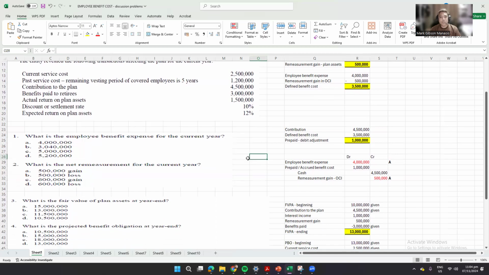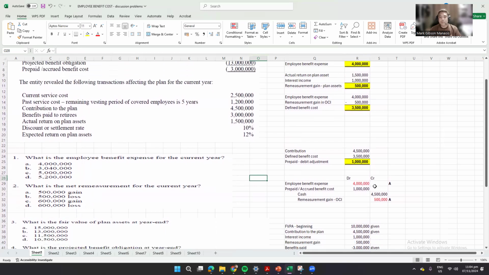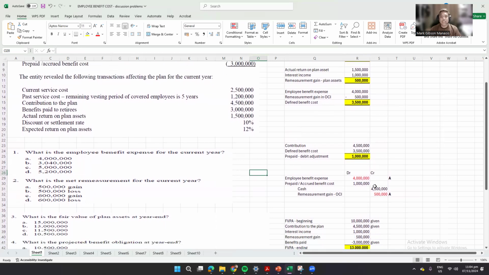Now let's look at the different requirements. So number one, the requirement is what is the employee benefit expense? Again, class, we have calculated that earlier. So the answer is 4 million. Pero let's put it into journal entries. So when we recognize the employee benefit expense, we debit 4 million. The prepaid or the accrued benefit cost, in this case, prepaid benefit cost.